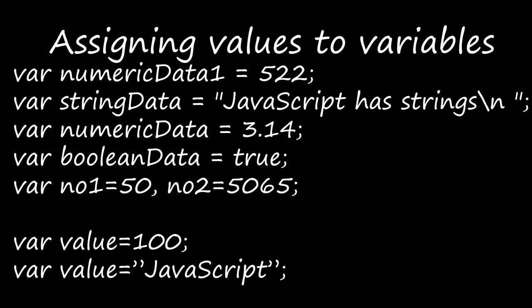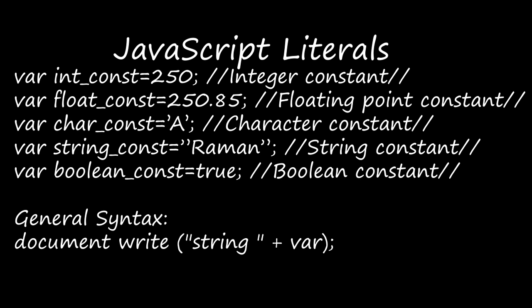So today we have seen about JavaScript variables, right? We saw about basic data types and declaring variables. We saw about string, numbers and boolean, right? And then rules for naming a variable, and we saw about scope of variables and assigning values to a variable, right? And the next one is JavaScript literals, right?